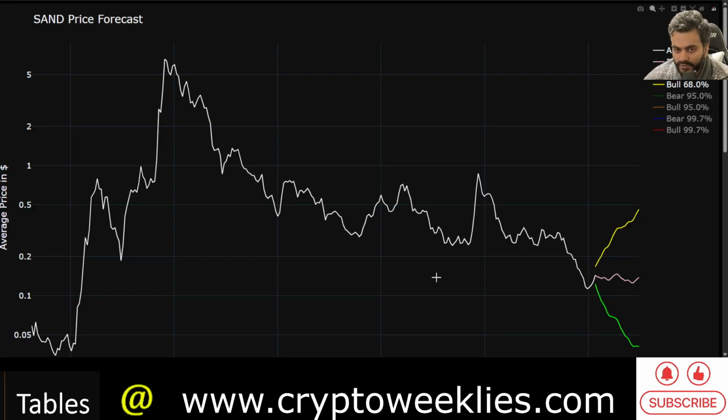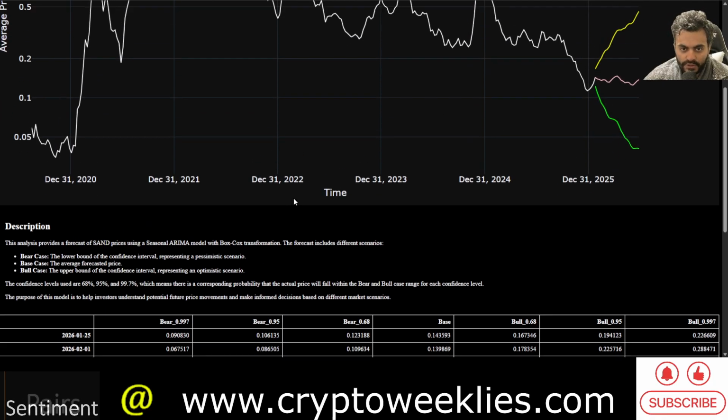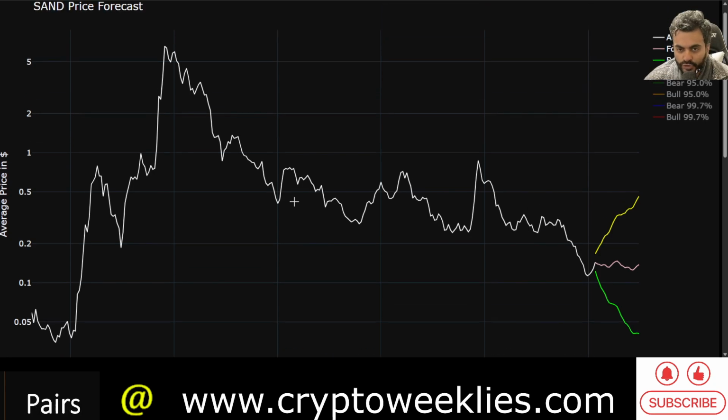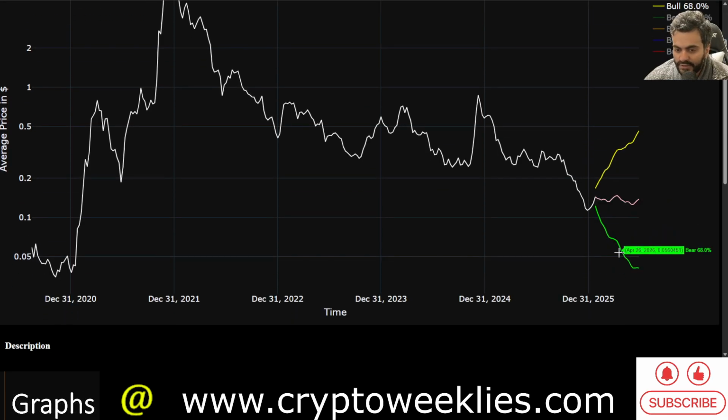Again, not financial advice. This is the price trend from the machine learning model trained on the weekly price of SAND since 2020. Again, it's not an AI generated model. It's a statistical and machine learning based model with a standard deviation based confidence level. The yellow line is the bull case for SAND, a non-euphoria bull case, with a ceiling at around the 68th percentile, or one standard deviation bull case. This is the one standard deviation bear case.